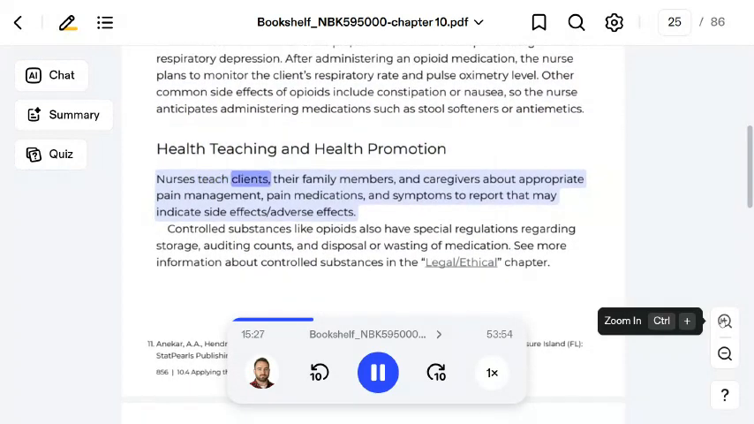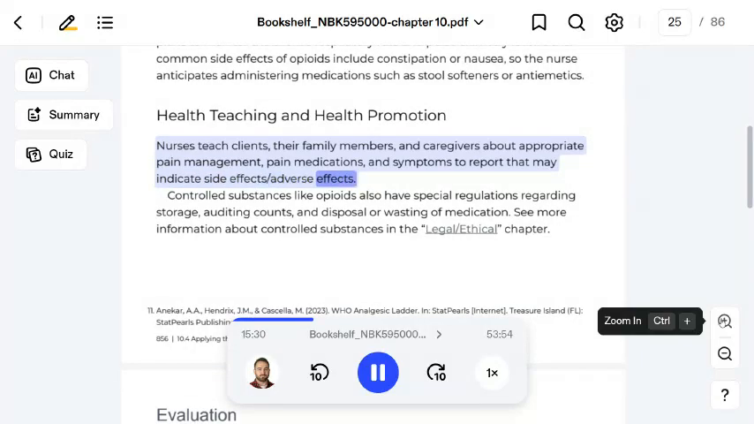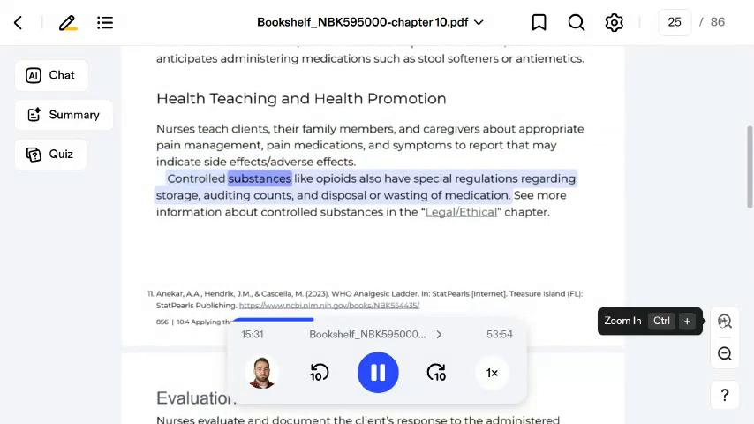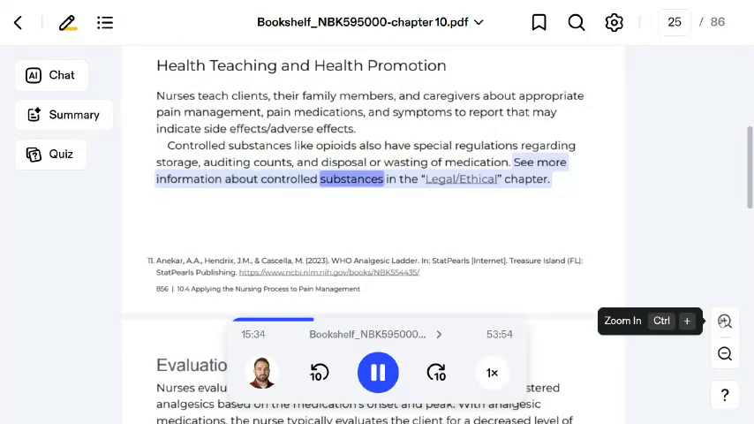Health teaching and health promotion. Nurses teach clients, their family members, and caregivers about appropriate pain management, pain medications, and symptoms to report that may indicate side effects or adverse effects. Controlled substances like opioids also have special regulations regarding storage, auditing counts, and disposal or wasting of medication. See more information about controlled substances in the Legal Ethical chapter.